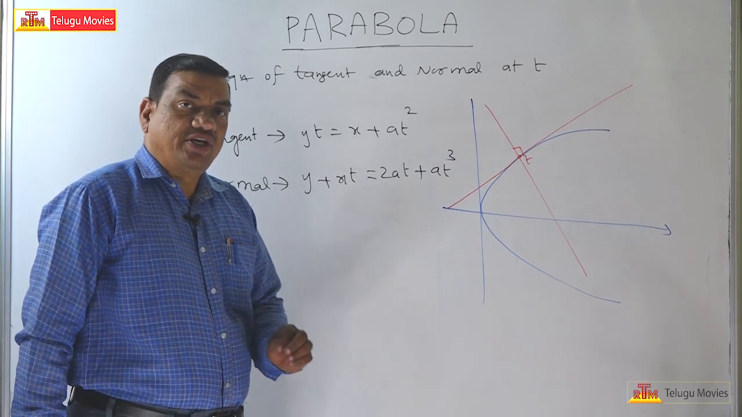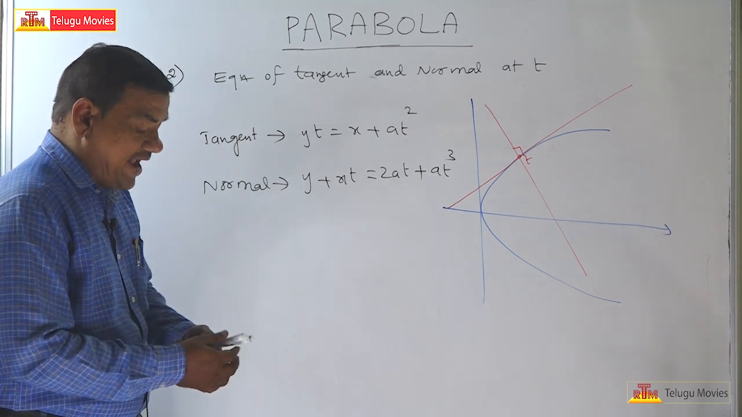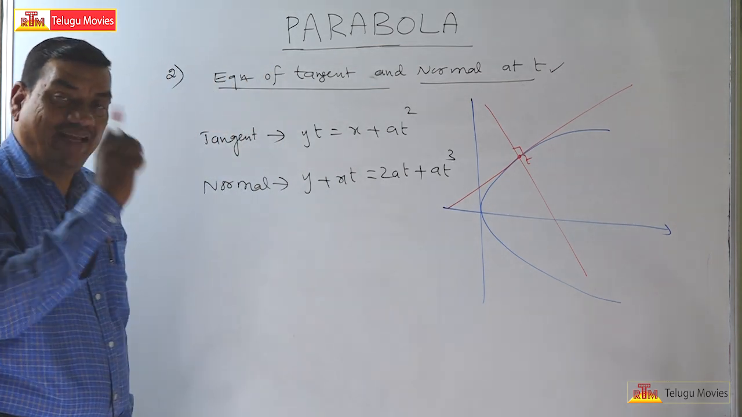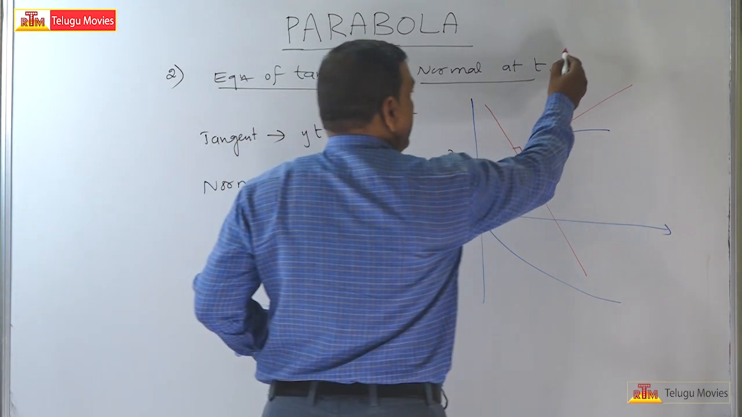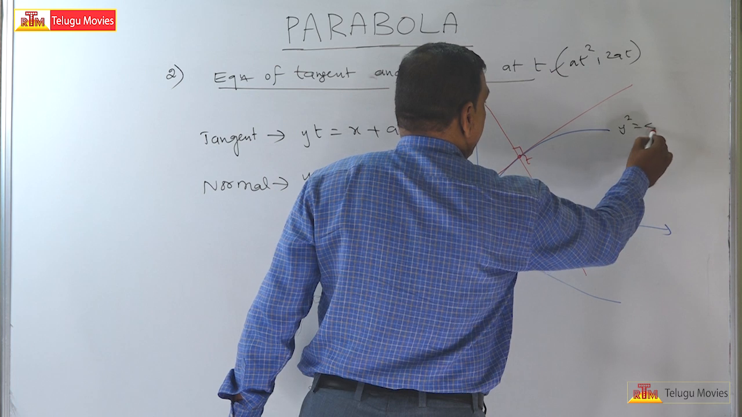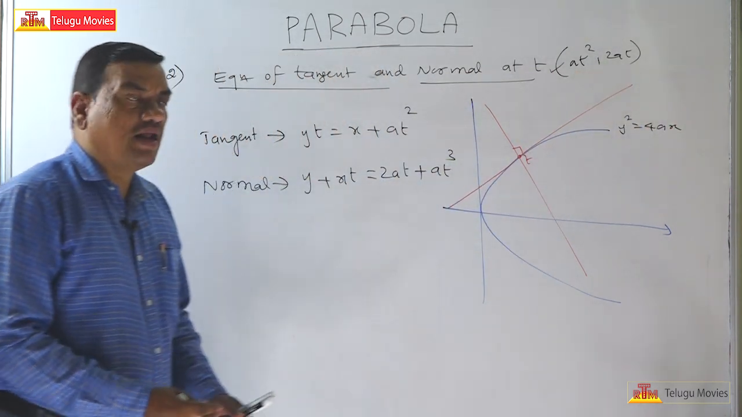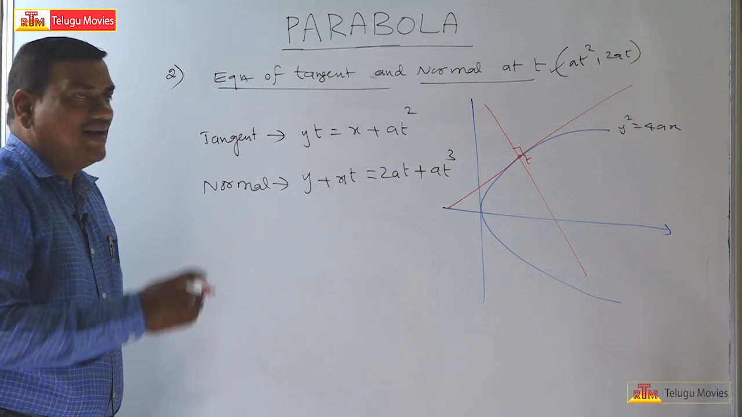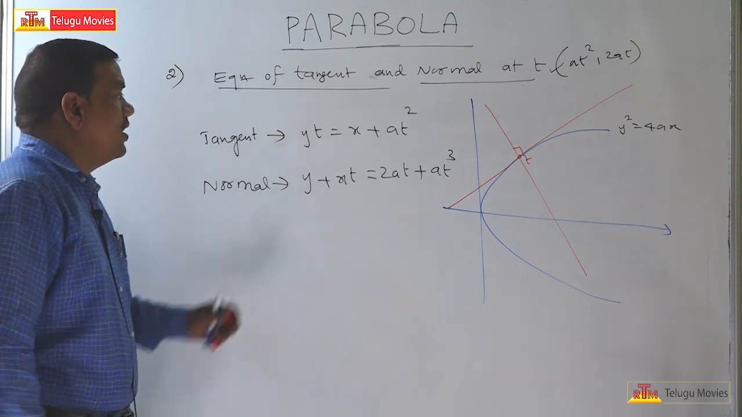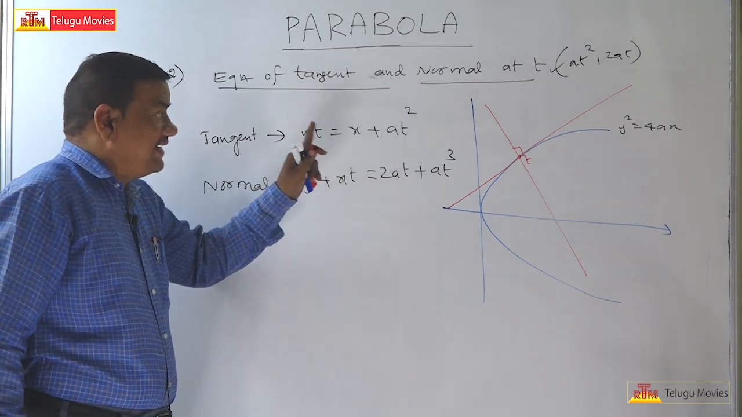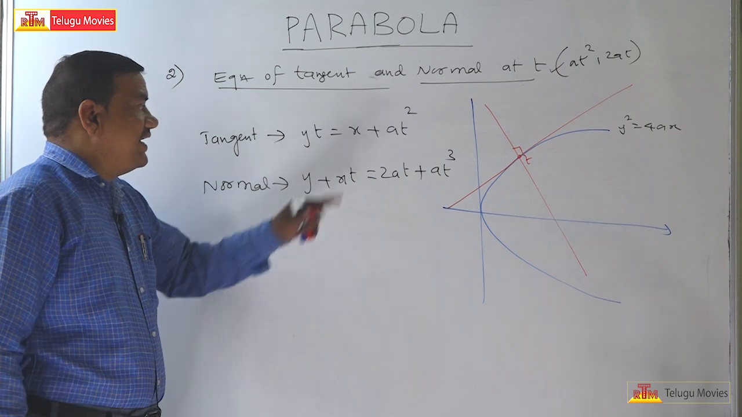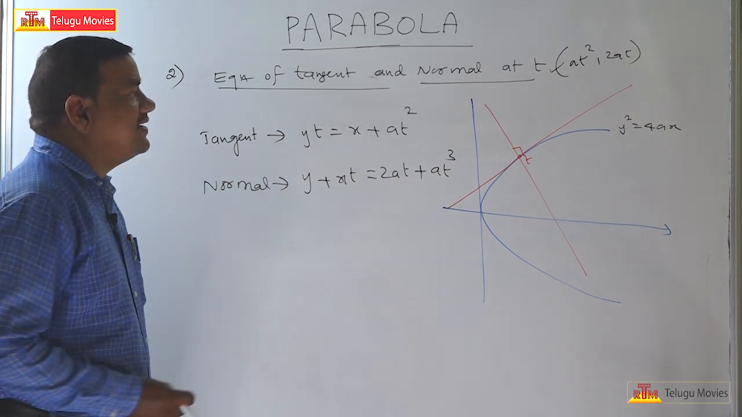Welcome to this concept. The concept is equation of tangent and equation of normal at a point t. At t means, always remember, the point is at square comma 2at and the parabola is y square is equal to 4ax. Now the equation of the tangent at t is yt is equal to x plus at square, where t is a parameter.